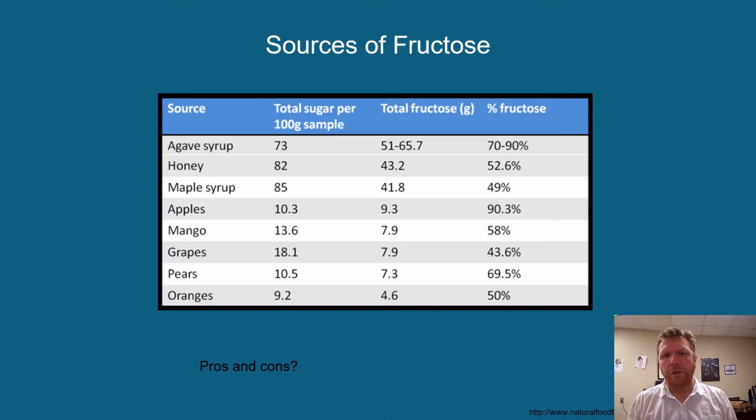Now, great sources of fructose are listed here. We've got oranges, which have 9.2 grams of sugar per 100 grams of an orange, and 4.6 grams, or 50% of that, is fructose. Honey is 82 grams of total sugar. So we've got a pretty good range of different fruits, as well as maple syrup and agave syrup, for fructose.